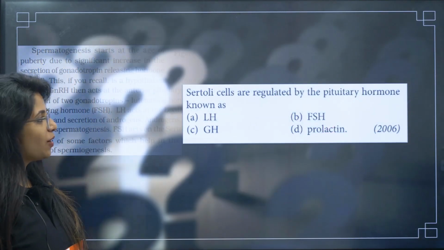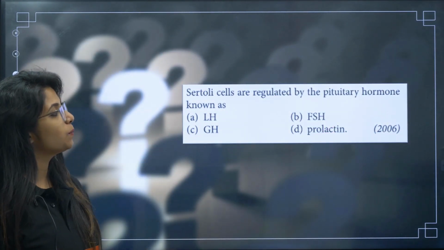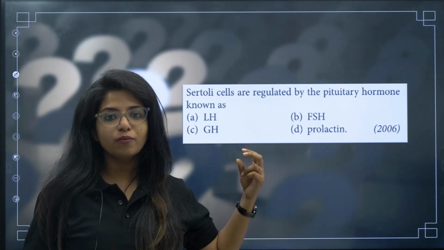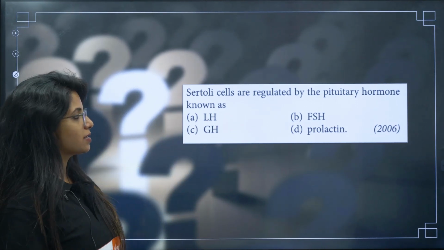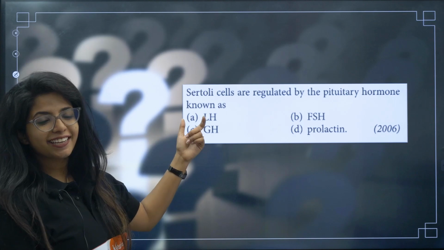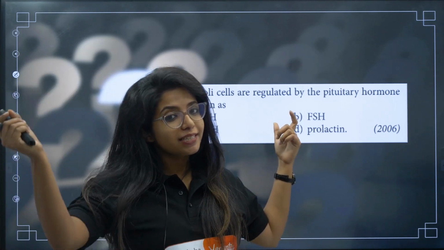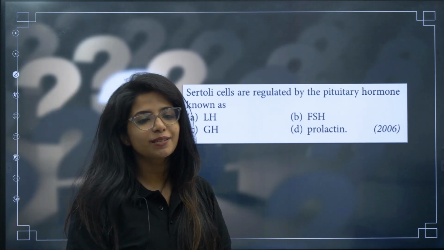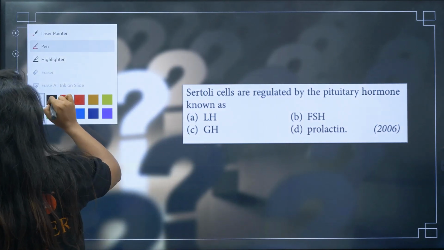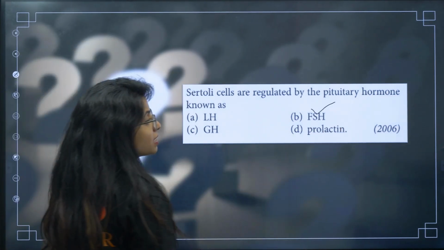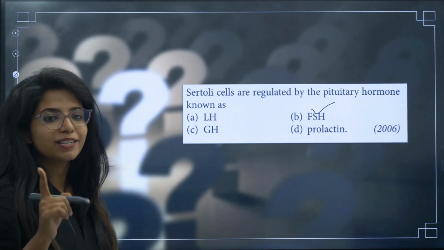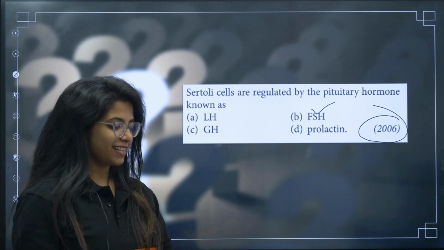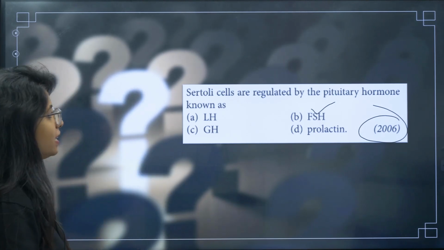Now we go ahead. Sertoli cells are regulated by pituitary hormones known as, which is the pituitary hormone that works on the Sertoli cells? You tell me. LH, I think LH, luteinizing hormone, works on Leydig cells, right? FSH, I think it is true, right? Follicle stimulating hormone. It will go and act on Sertoli cells and produce what? ABP, androgen binding protein. It came in the year 2006. So that's all.